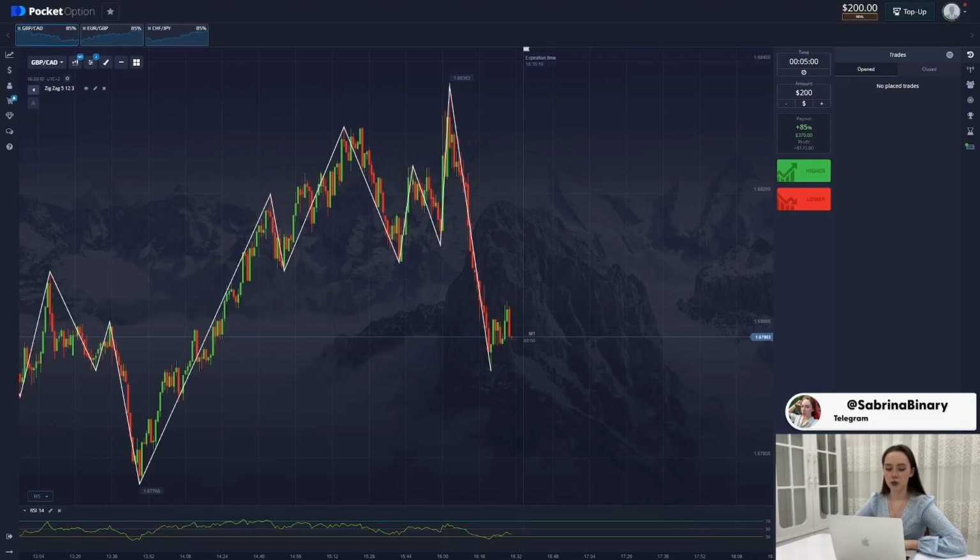So we are already on the broker's website. I have pre-selected currency pairs, as you can see at the top of the page. The starting balance for today is $200. The first trade will be 5 minutes. Also, we will work today with such indicators as zigzag and RSI. Let me first show their settings so that you can copy them if you want. And let's start with the zigzag.